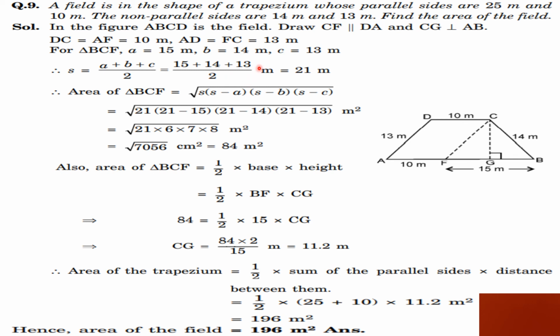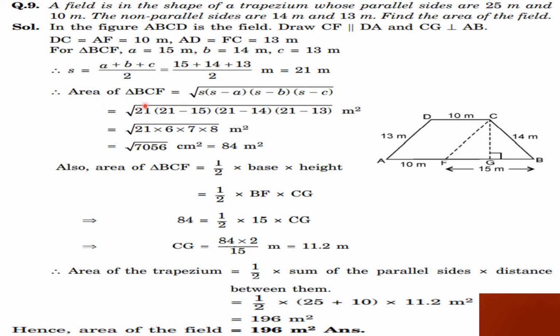Now, let us simplify the numbers in the numerator. By adding these three numbers, what will you get here? 42. Do that calculation part in your mind or in rough work. 42 by 2, then simplify that number. What will you get here? 21 meters. Understood, children?